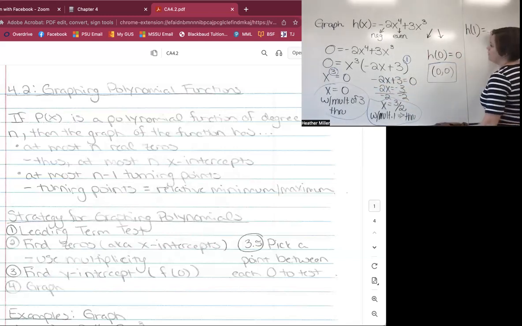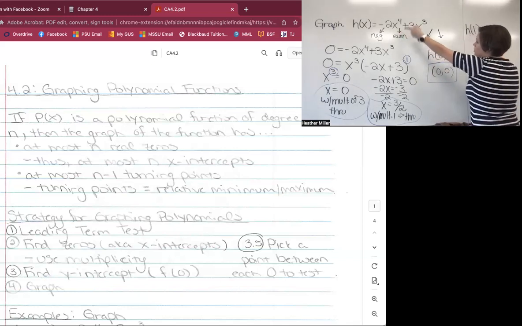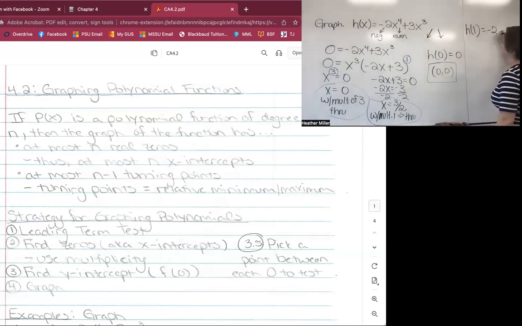If I plug in 1, luckily 1 to the 4th is still 1, so that'll be negative 2. And then 1 to the 3rd is still 1, so that'll be 3. So I get the point 1, 1. Okay, so there's another point. So now I have all these different points that I can use to graph this polynomial.